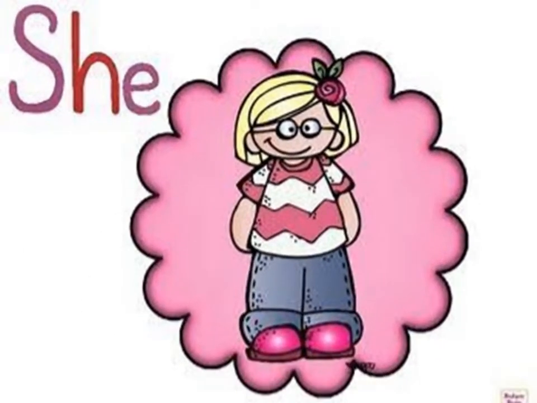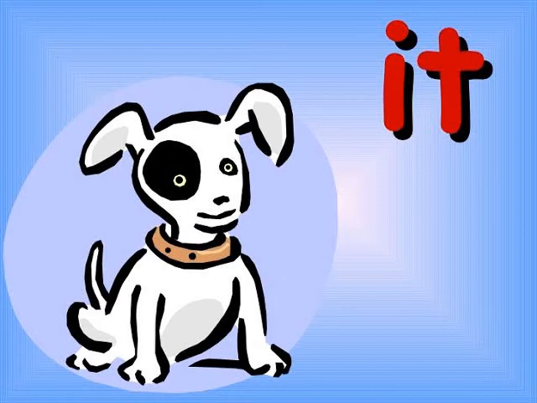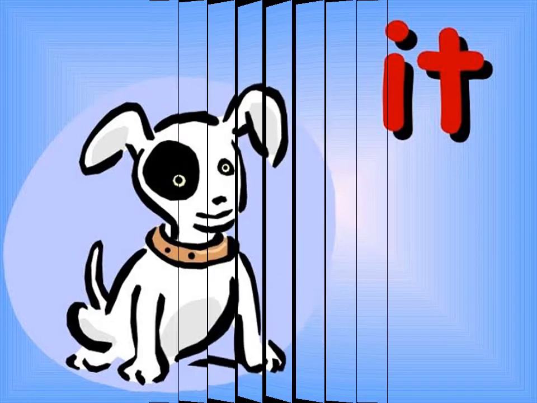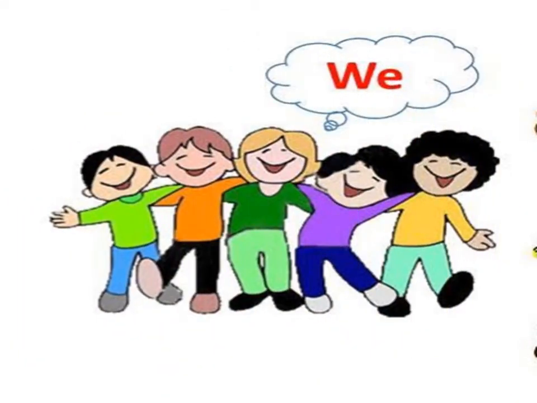What about one girl? When I talk about one girl, I say she. And when I talk about something non-human, if it's an animal or anything else not human, I use it. And when I talk about more than one person, I say they. And when I talk about me and my friends as a group, we say we.